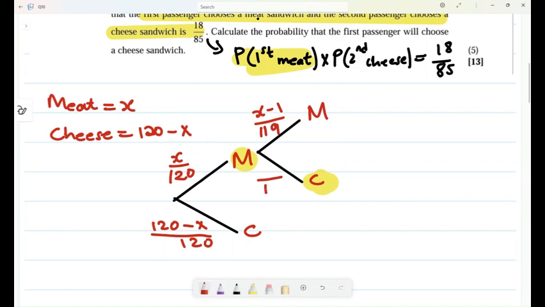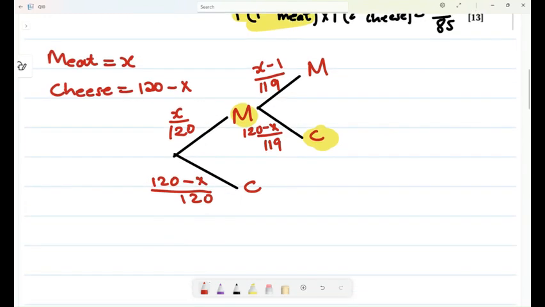Then the second one also is divided by 119. But in this case, if the first chose meat and the second one chooses cheese, it won't affect this one. It means you just write this as it is, 120 minus x. Okay, so we now have the information that we are looking for, basically. All right, we now have the probability that after choosing meat, again choosing meat, is x minus 1 chooses meat again.